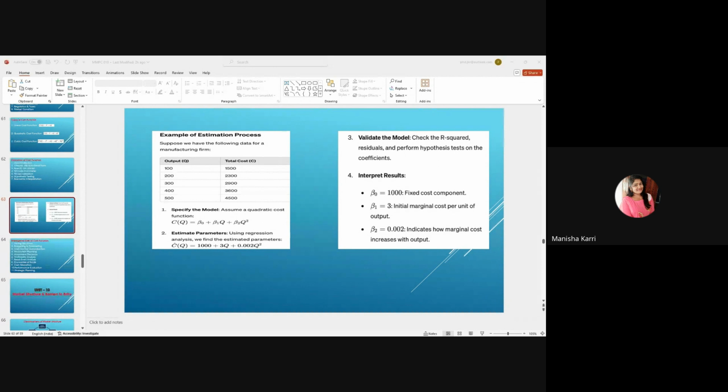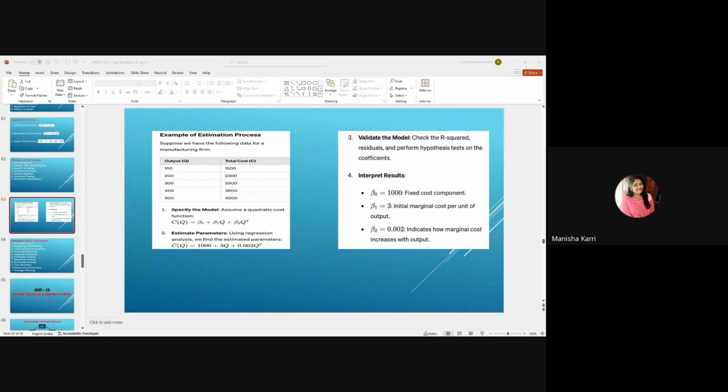Okay. So, another topic is managerial uses of cost function. Generally, this cost function is a vital tool for managers in various decision-making processes within any organization. Here are some primary managerial uses for the cost function.